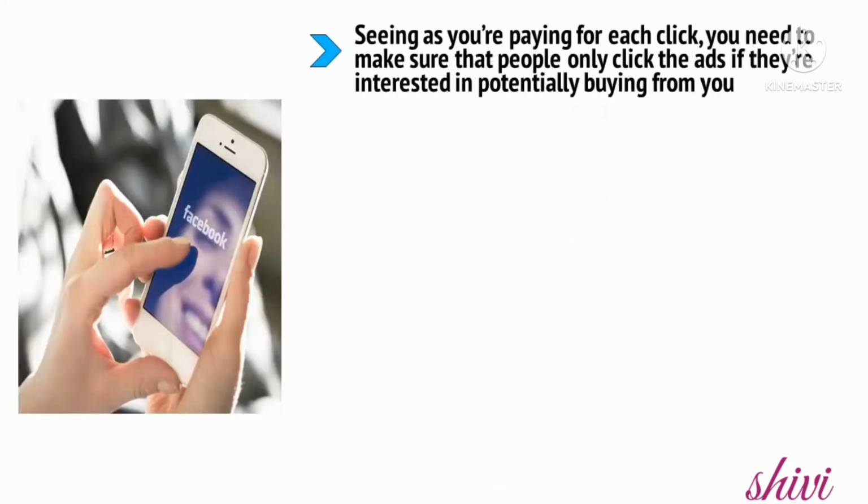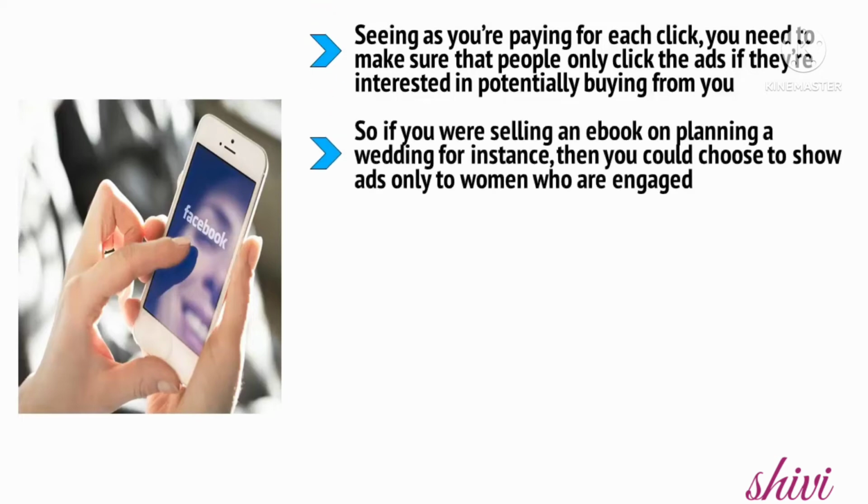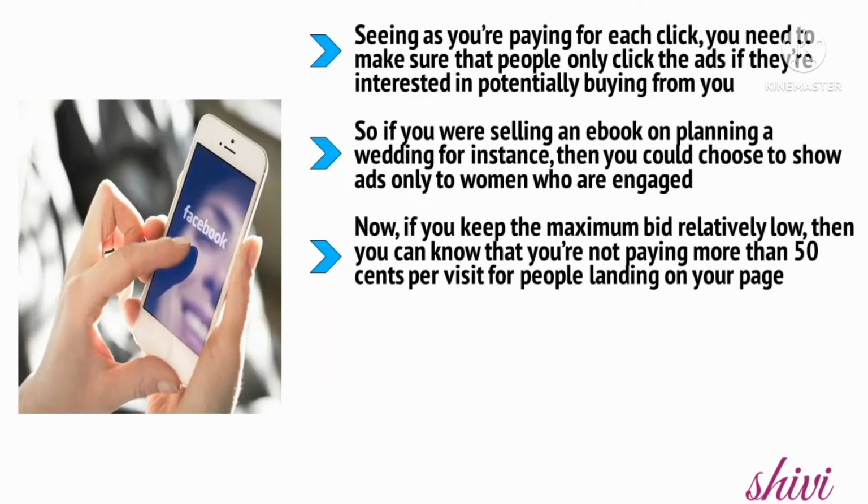Seeing as you're paying for each click, you need to make sure that people only click the ads if they're interested in potentially buying from you. Therefore, you want to make sure that only the right kind of person sees your advert. So if you were selling an ebook on planning a wedding, for instance, then you could choose to show ads only to women who are engaged. This way, there will be a much higher chance of them being interested in your books. Now, if you keep the maximum bid relatively low, then you can show that you're not paying more than 50 cents per visit for people landing on your page, and that all those visits will be from engaged women.